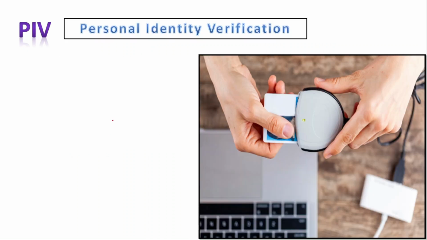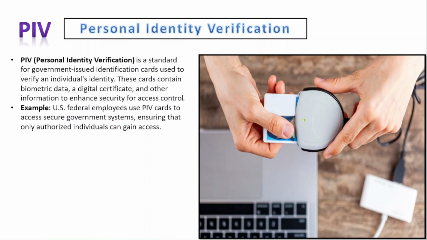PIV, that is personal identity verification. So PIV, or personal identity verification, is a standard for government issued identification cards used to verify an individual's identity. These cards contain biometric data, a digital certificate, and other information to enhance security for access control. Example: US federal employees use PIV cards to access secure government systems, ensuring that only authorized individuals can gain access.